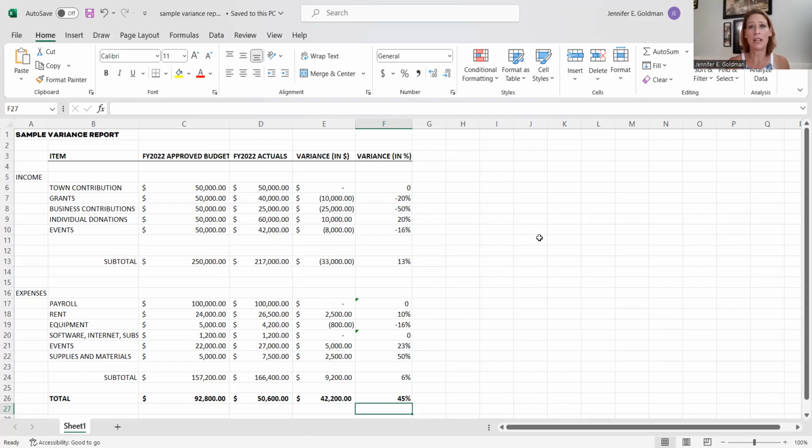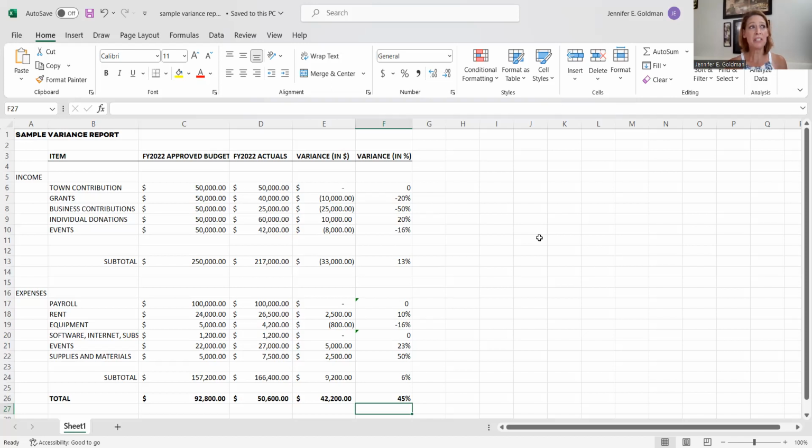So obviously, we're not going to really analyze the town contribution. We brought in exactly what we said we would do. But then if you take a look at the next line, you see grants. Well, we approved a budget of $50,000 worth of grants, and we only brought in $40,000 in grant money, which is a variance of $10,000 or 20%.